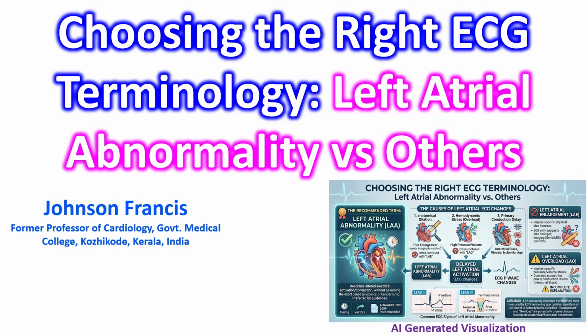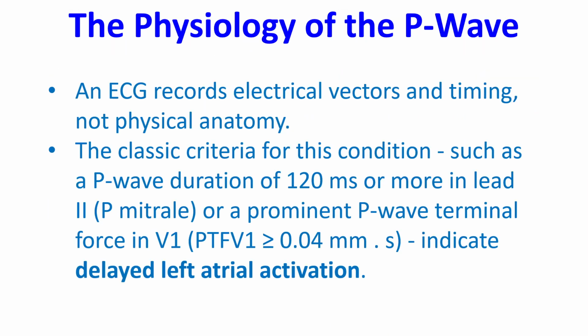overload. Here is the clinical rationale behind why left atrial abnormality is a superior term. The physiology of the P wave. An ECG records electrical vectors and timing and not physical anatomy. The classic criteria for this condition, such as a P wave duration of 120 milliseconds or more in lead 2, that is P mitral, or a prominent P wave terminal force in V1 of 0.4 millimeter-seconds or more, indicate delayed left atrial activation.